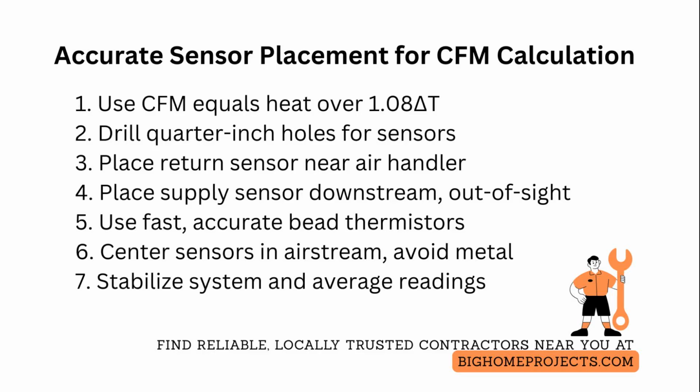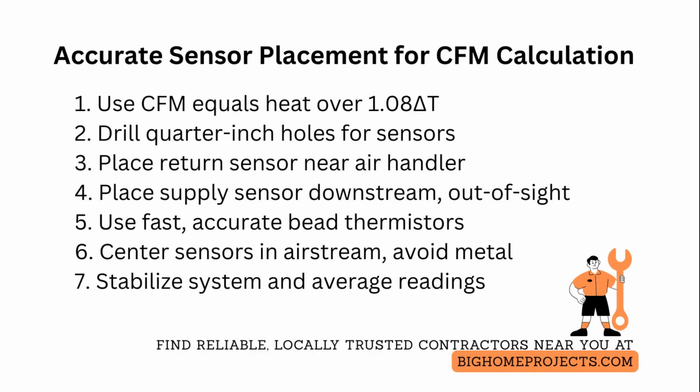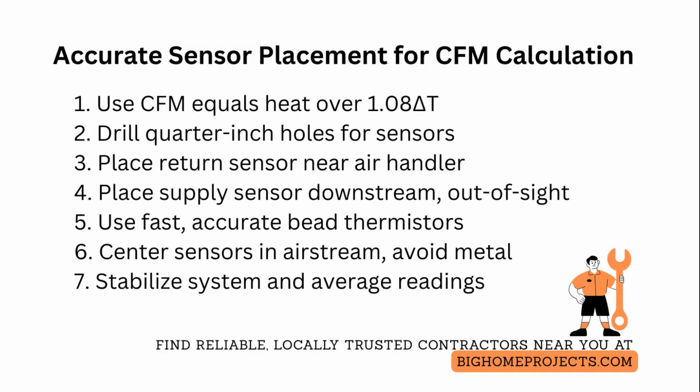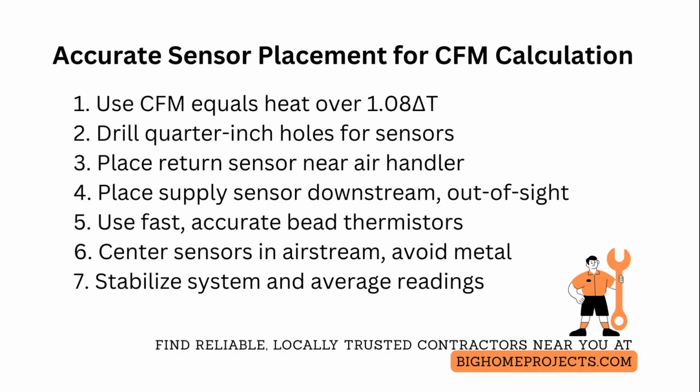If gas heat is used, compute total heat output from manifold pressure, measured gas flow, and measured flue losses or use manufacturer input and steady state efficiency because nameplate alone can mislead when supply pressure deviates.